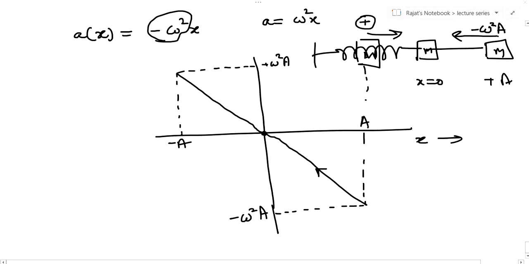What's up guys? So we were talking about graphs in simple harmonic motion. I have already told you the graph of variation of velocity with x, and we were discussing variation of acceleration with x. So this is the graph for variation of acceleration with x coordinate. This is the acceleration, this is the position. Okay, let's move on.